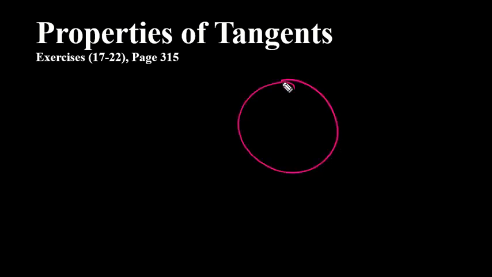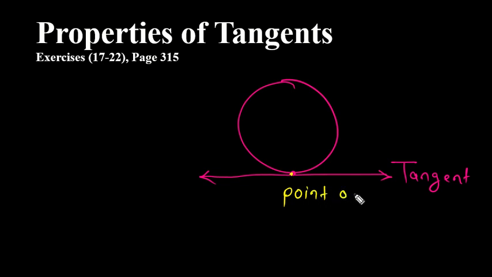If you have a circle and you draw a line like this which intersects the circle at exactly one point, then the line is called a tangent. What do we call it? Tangent. It should have intersection exactly at one point, and this point is called the point of tangency. Point of tangency.